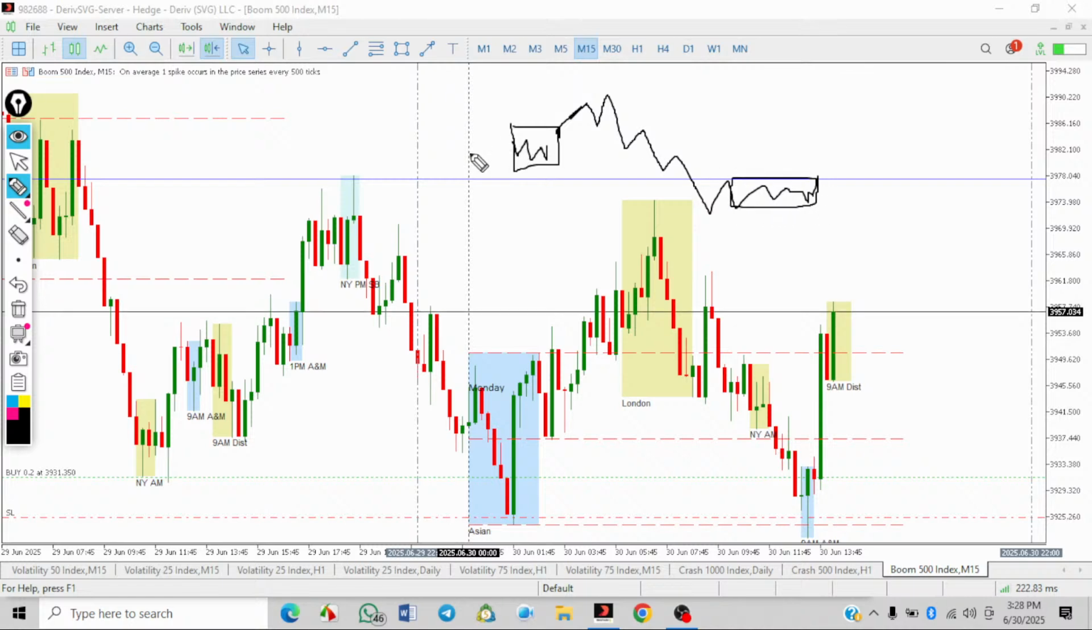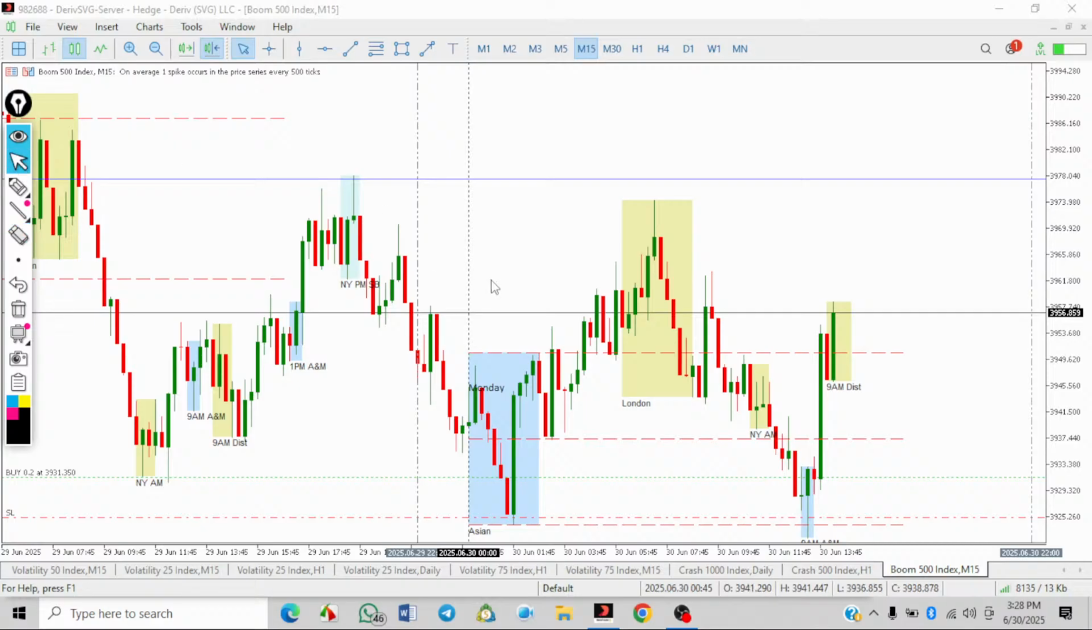Now look at, so normally we said this accumulation is always our Asia, and this manipulation is going to be our London, and then New York is going to be around here, continuation or reversal. So we know this thing, but we will not really be able to apply them in real time. So that is one thing.